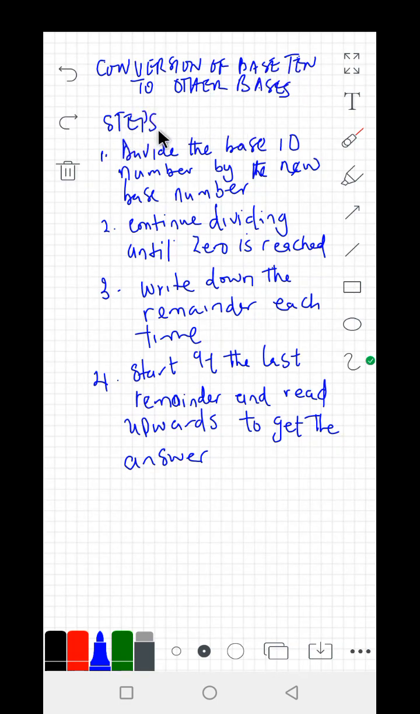To do this, we follow some simple steps. The first one is to divide the base 10 number by the new base number. Number two is you continue dividing until 0 is reached. Then the third step is to write down the remainder each time. The fourth step is to start at the last remainder and read upwards to get the answers. Okay, so let's look at some examples.